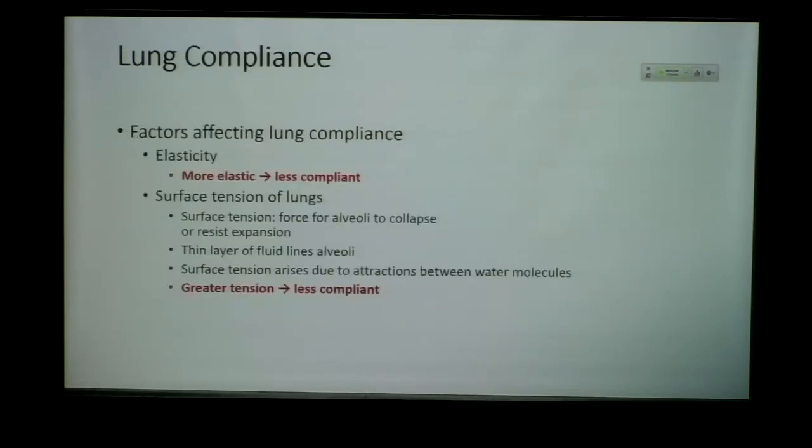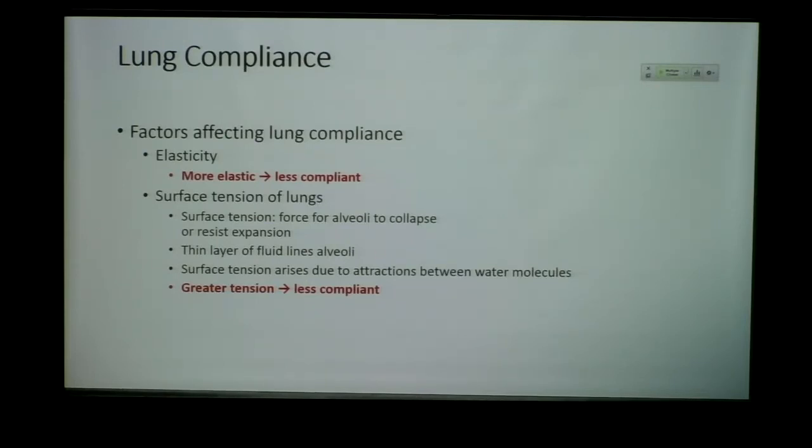We can speak about some factors that influence compliance, such as elasticity. We already know this elasticity-compliance relationship. We talked about it extensively in the CVS system. So if something is elastic or becomes more elastic in nature, it loses its compliance. And the reverse is true. If something is more compliant, it's not as elastic. And so anything that increases the elasticity of the lungs makes the lungs less compliant. It makes them more elastic or stretchy and less likely to accommodate that volume coming in, that air coming in.